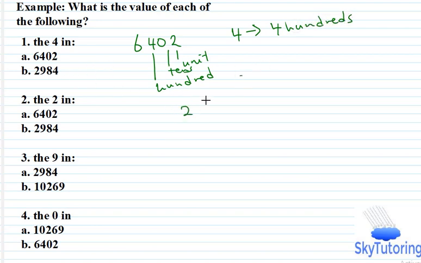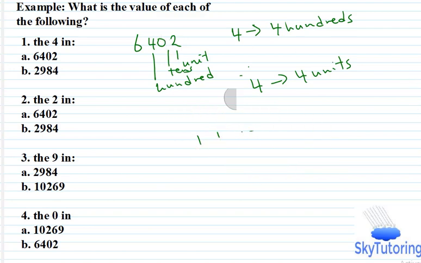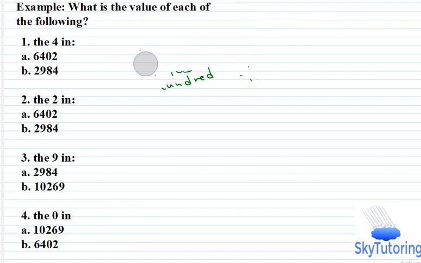Now the next one, the value of 4 in 2,984. Here we have units, tens, hundreds, and then thousands. They are asking us to find the value of 4. So the value of 4 is 4 units. You get it? Okay, so that is that. Now let's see the second example.